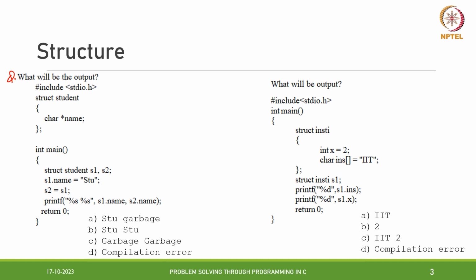Now in the main function, you are defining two structures, s1 and s2. Why have I written it like this, struct student s1, s2? Because I have not used typedef. Typedef is used to create user defined data types. I have not used typedef here, so I have to write the entire thing, struct student, then the variable names, that is s1 and s2. Then s1.name we are setting to stu, and then we are doing s2 equals s1. So this is an assignment operation.